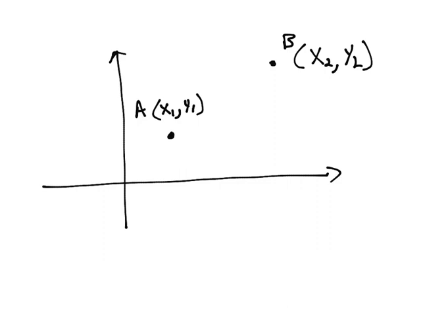So we want to find the distance between these 2 points, this straight line distance. Well, from geometry, we can construct this vertical line here, and we can construct this horizontal line here, and they're going to cross here and make a right triangle.